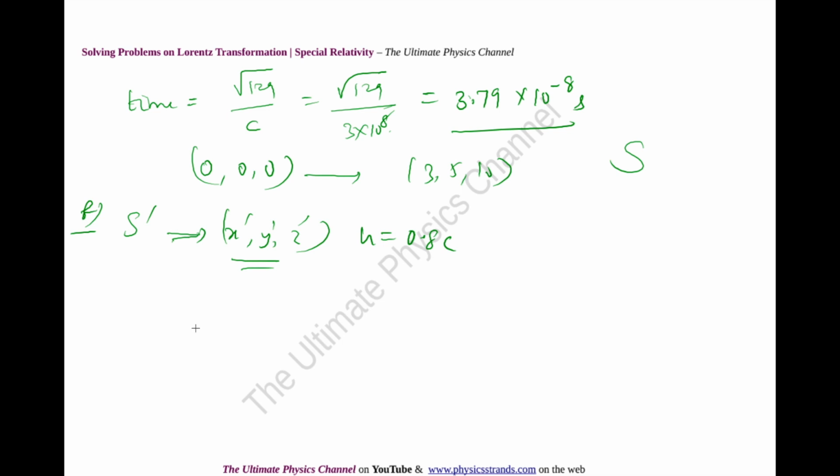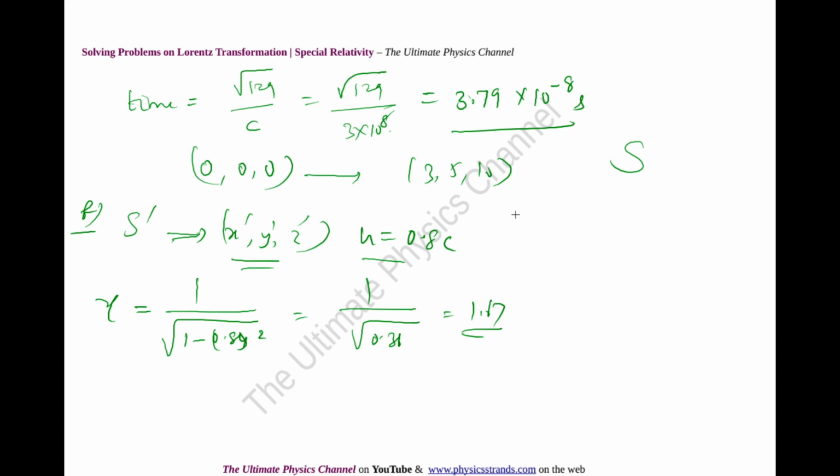So for that, first we have to calculate the relativistic factor or the Lorentz factor gamma, which is 1 over square root of 1 minus 0.8 squared, c squared over c squared. So it is going to be 1 over square root of 0.36, that is 1.67, we know it.